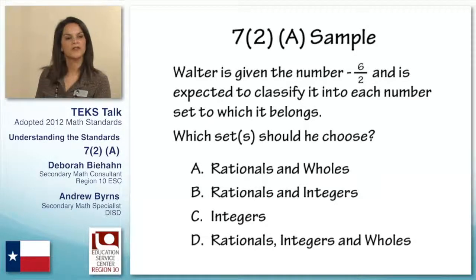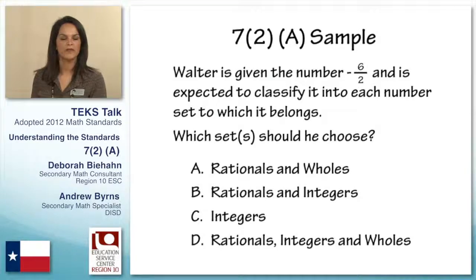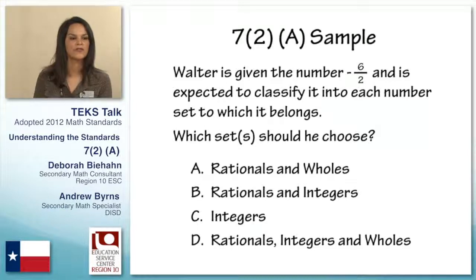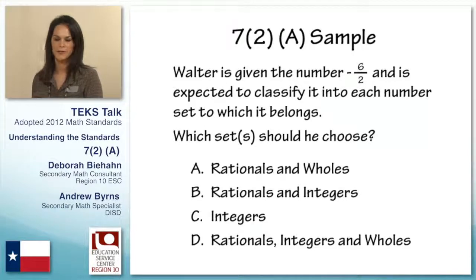So Walter needs to understand that -6/2 can be simplified in the form of -3. -3 will obviously be a real number. -3 will also fall into the number set rationals. It will not fall in the wholes because it is a negative. It will fall in the integers because it is the opposite of +3. And that leaves us with answer choice B, rationals and integers.